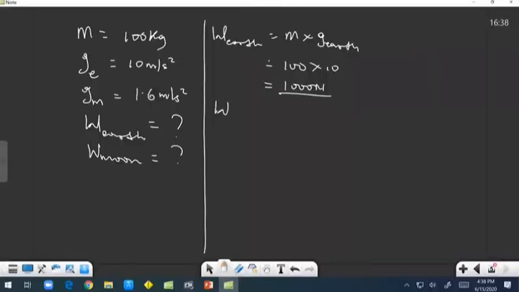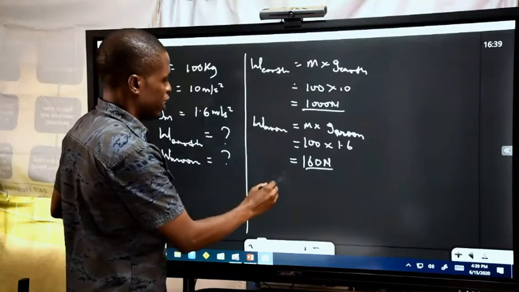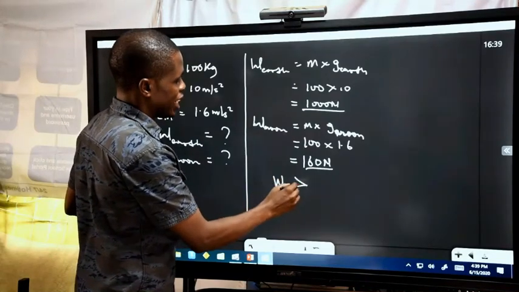But the weight of the body on the moon will now be equal to the mass of the body times g on the moon. So g on the moon is 1.6, so we have 100 multiplied by 1.6. And 100 multiplied by 1.6 is 160 newtons.